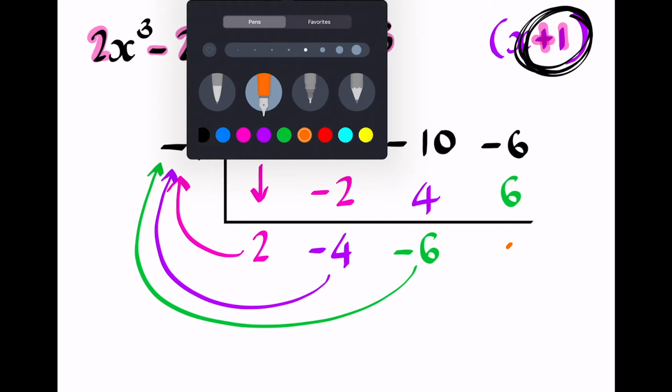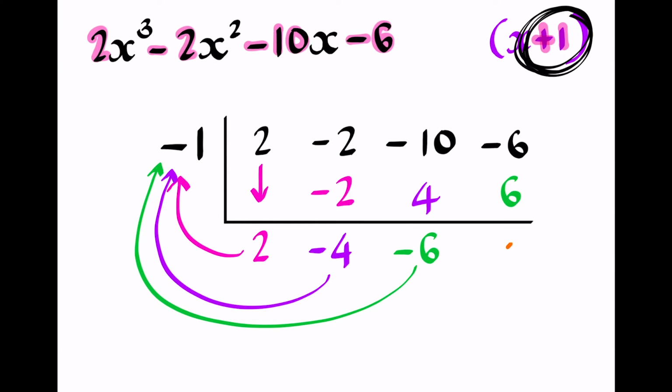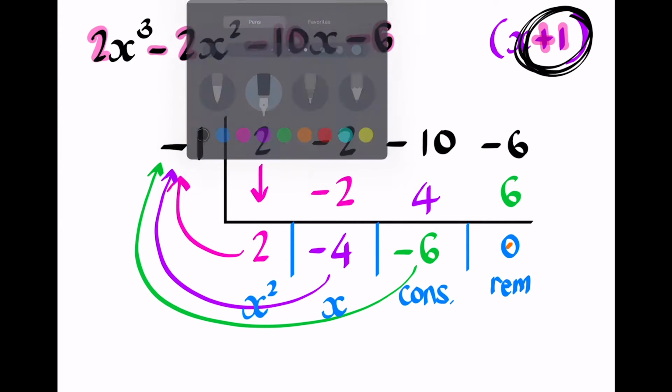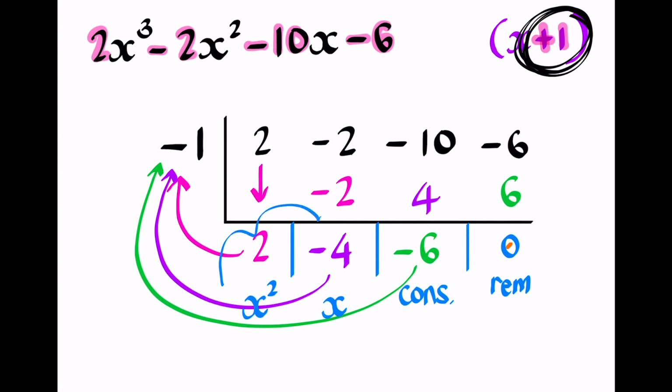All right, so now what we've done is we have created the terms in our answer. So we're going to work from the right to the left. This will be the remainder, so it's actually a 0. This will now be my constant. This will be the coefficient of my x, and that will be the coefficient of my x squared. So what I've created is another expression.